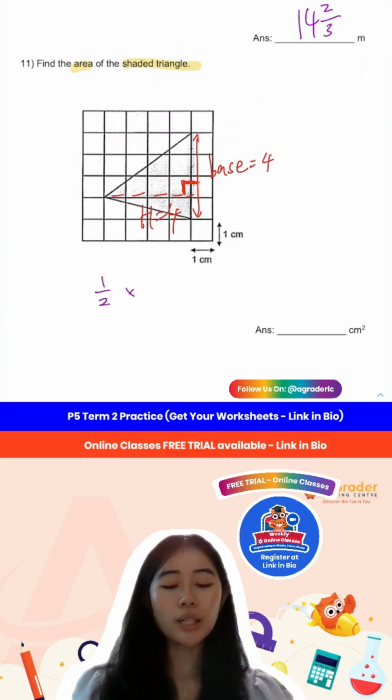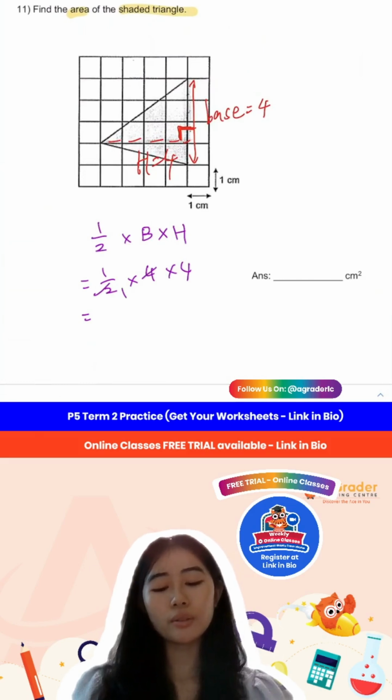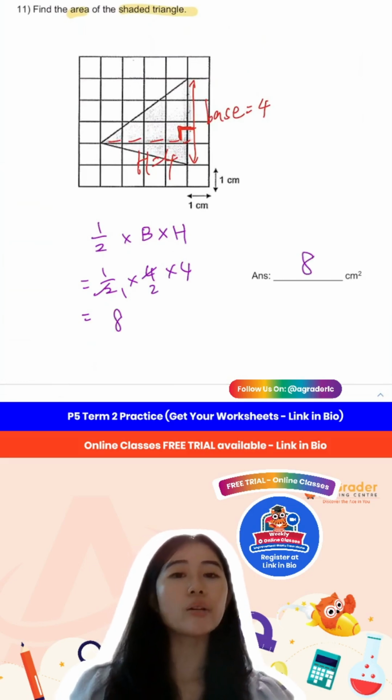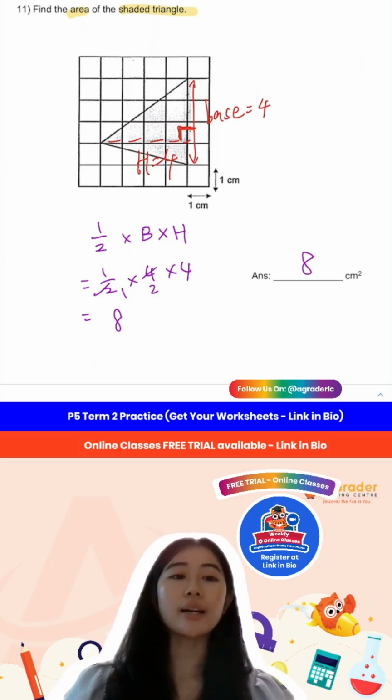Apply your formula half times base times height. So this is half times 4 times 4. You can cross cancel the 2 and the 4. It becomes 1 and 2. So then you just need to use 2 times 4, which is 8. So the calculation is fairly simple. Yeah, I think most of you got it correct. 8 is the answer.